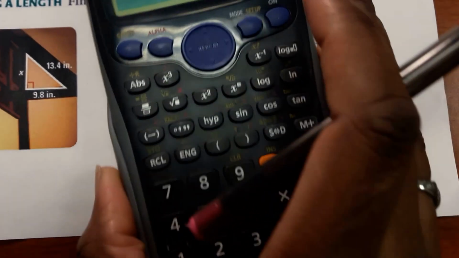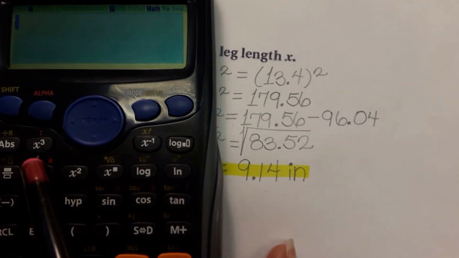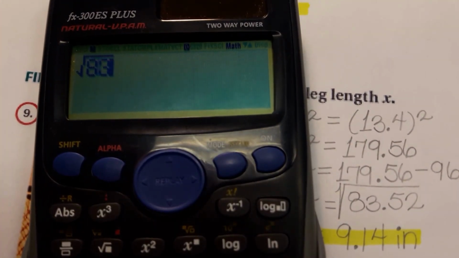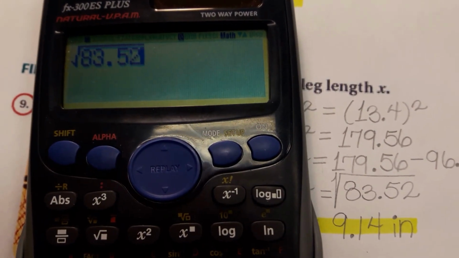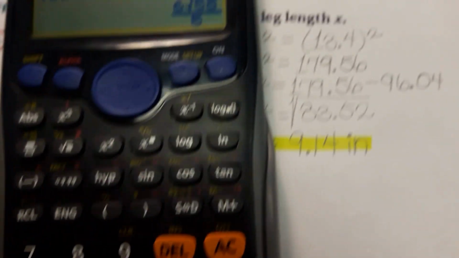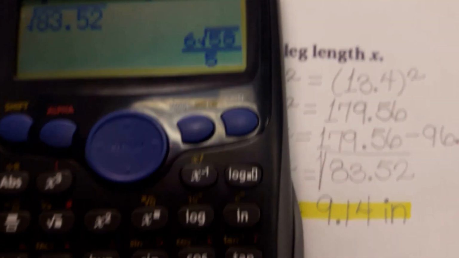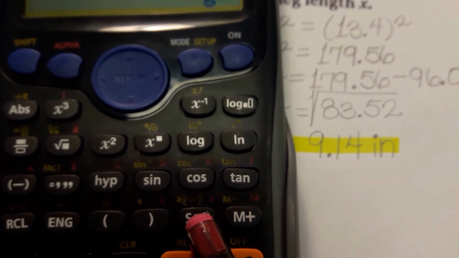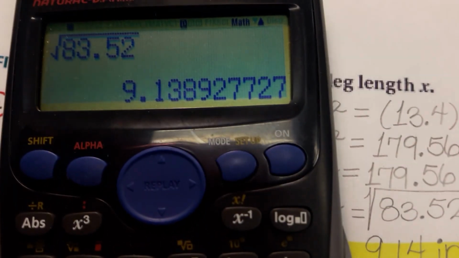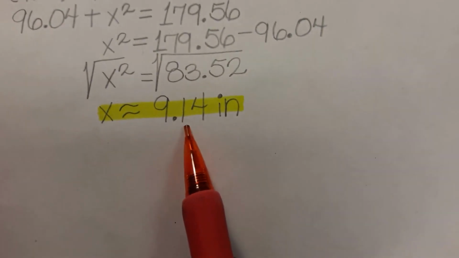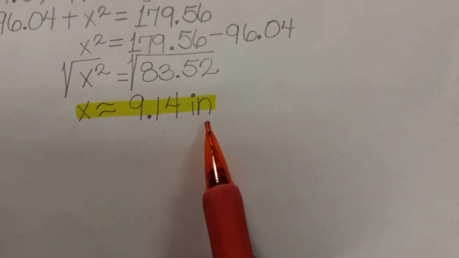And just another demo on the calculator. I want to key in the square root of 83.52 and then equal. If you notice, it gives me the answer in radical form. I want it in decimal form. So I want to hit the SD button. And that gives me my answer in decimal form, which is 9.14 rounded. X is approximately 9.14 inches. Always remember to write your units down.